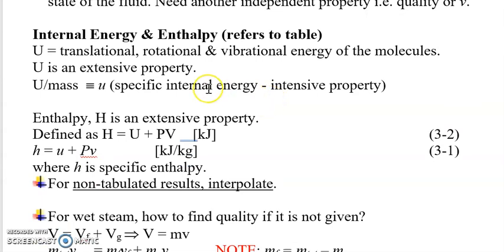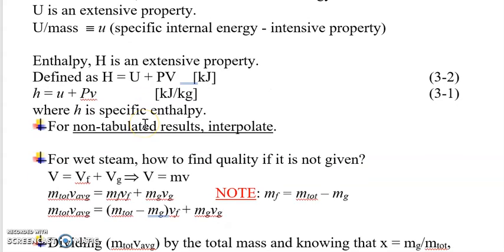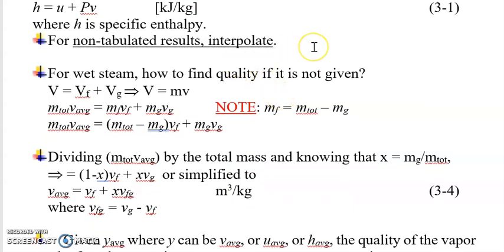From the property table, you may get, as I mentioned earlier, your internal energy and your enthalpy. To get the internal energy in kilojoules, you have to multiply your specific internal energy by the mass. Same goes with the enthalpy. What's given in the table is a specific enthalpy. You need to know the mass of your system. For non-tabulated results, you have to interpolate. That means if the pressure given is not exactly provided in the appendix, say 2.5 is between 2 and 3 kilopascal, then you would have to interpolate to get all the rest of the properties.